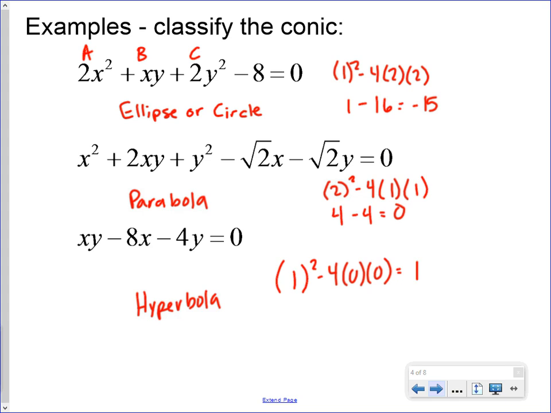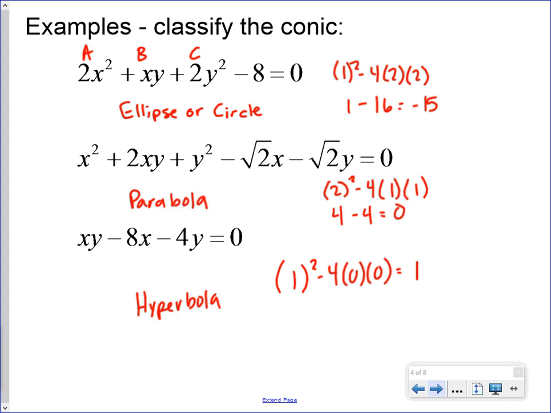And the reason why is it has this strange term that we've really never seen before, xy. Okay, so what are we going to do with that, right? That's the big question. Any questions on classifying the conic? You could use that like on the quiz yesterday. Of course, your b squared would have been 0 every time, right? So you'd really just be doing your minus 4ac.